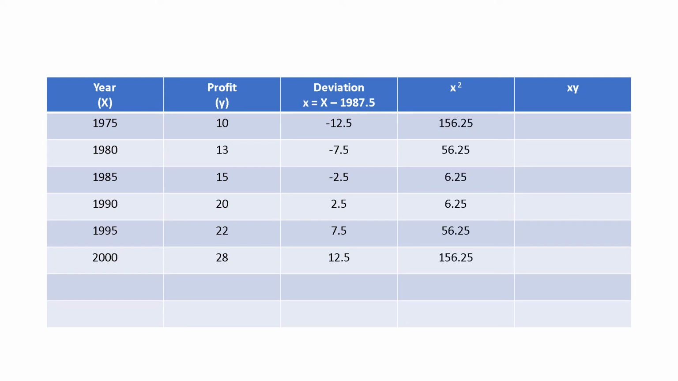Now find x square. Here small x, so take this value for taking x square. Then xy, again the same value. So x square and xy we got. Now we are having n is equal to 6. Sigma y is equal to 108. Sigma x is equal to 0. Sigma x square is equal to 437.5 and sigma xy is equal to 305.